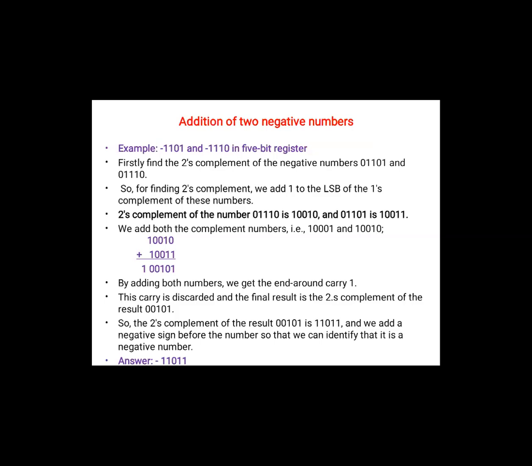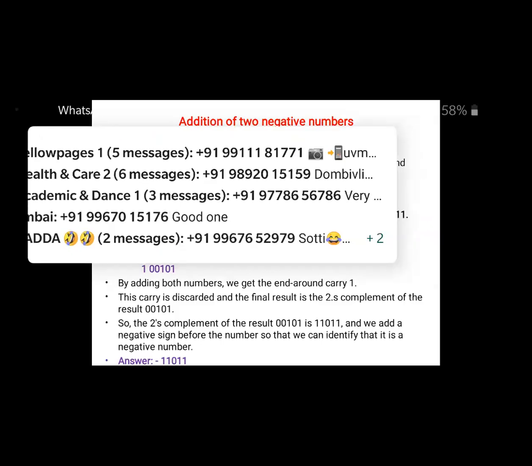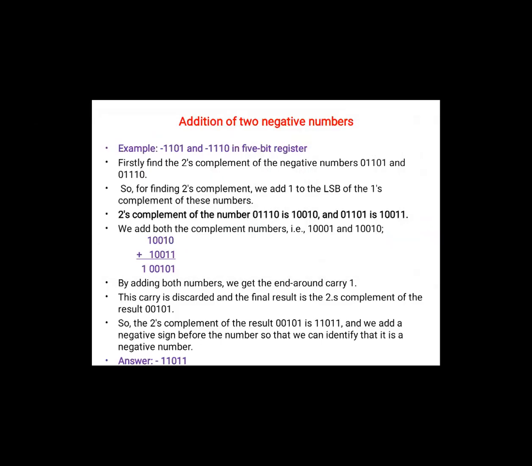Now do the second one. So 0 1 1 1 0 का 1's complement. So you have 1 0 0 0 1 plus 1. So 1 plus 1 is 10, carry 1. So 1 0 0 1 0. Now you add both the numbers.